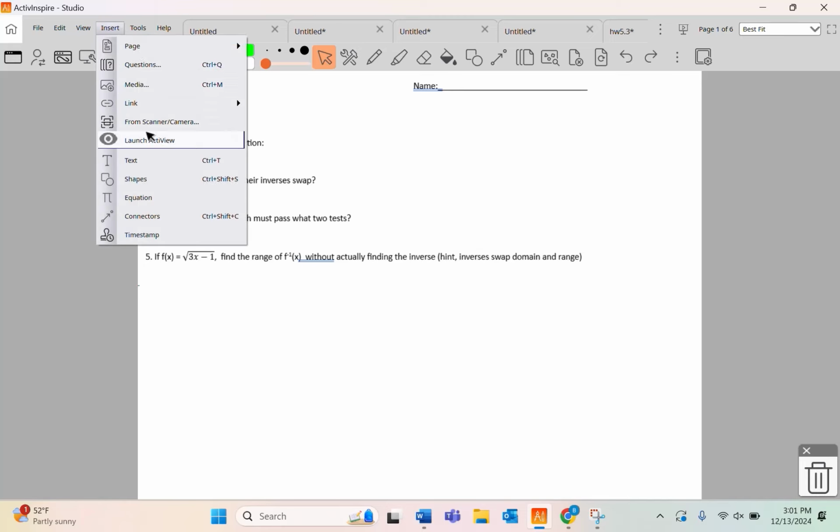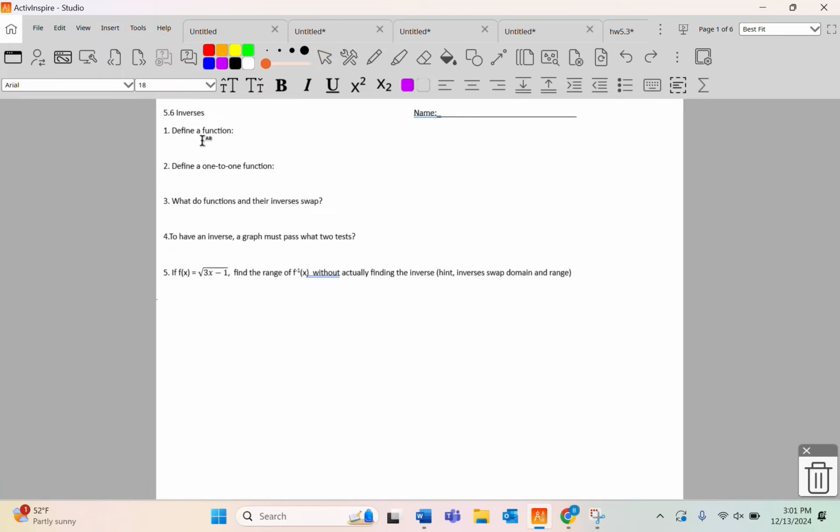Let's see here. We got the 5.6 part 2 homework. It needs to be titled that. Define a function. A function is a relationship. Oops, wrong word there. Glad I caught that.